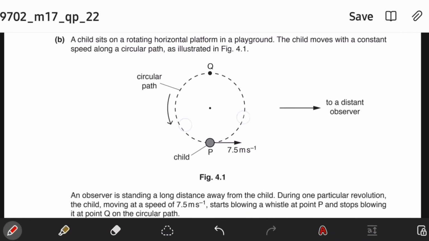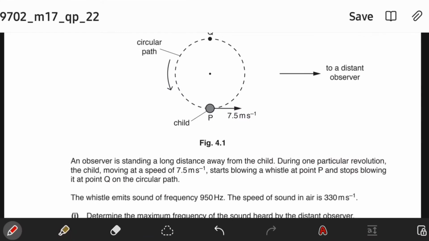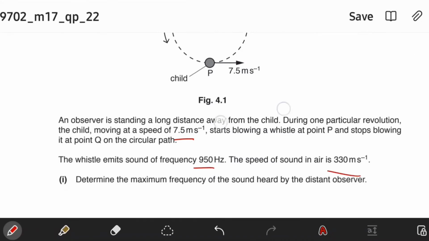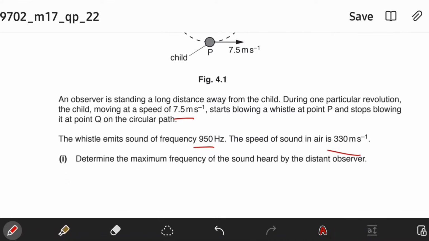A child sits on a rotating horizontal platform in a playground. The child moves with a constant speed along a circular path. An observer is standing a long distance from the child. During one particular revolution, the child, moving at this speed, starts blowing a whistle at point P and stops blowing it at point Q on the circular path. The whistle emits sound of this frequency. The speed of sound is given. Determine the maximum frequency of the sound heard by the distant observer.